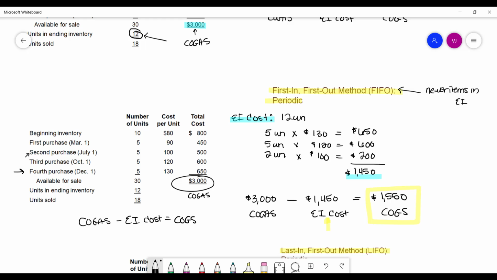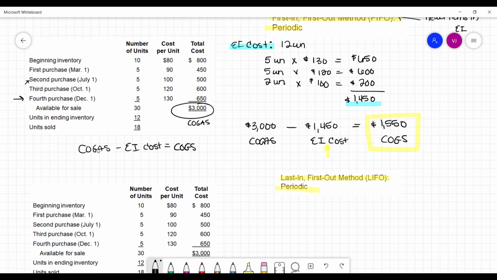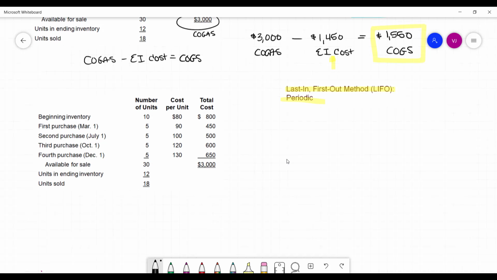within the periodic system. And then lastly, last in, first out. So remember, with this method, you assume you sell the newer items first, so that leaves us with the older items mostly left in inventory as ending inventory. So last in, first out, you sell the newest stuff first. So when you sell something, we're assuming we're pulling from the bottom layers first, leaving us with mostly the top layers. So again, we know we have 12 units left. So let's figure out what that would be broken down into under LIFO.